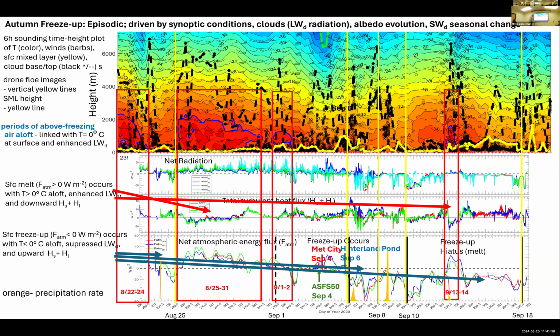Or look at it the other way around, saying that this is the gradual change from melting to freeze-up, but it's an intermittent, sporadic pulsing of the melt and freeze, becoming more and more freeze-up.